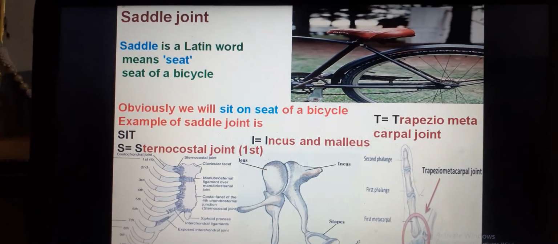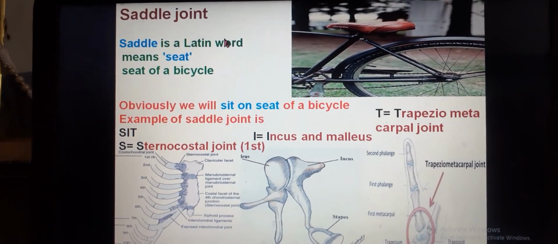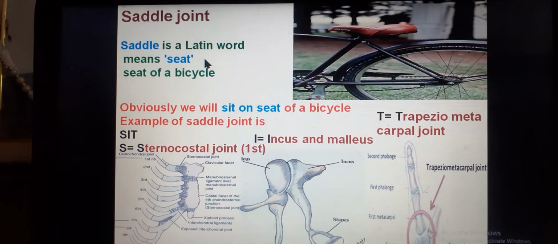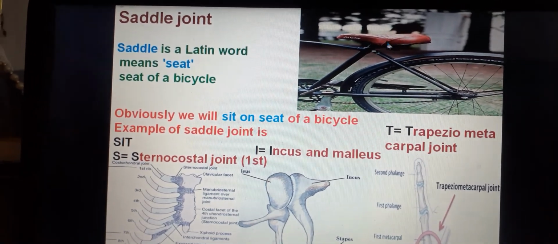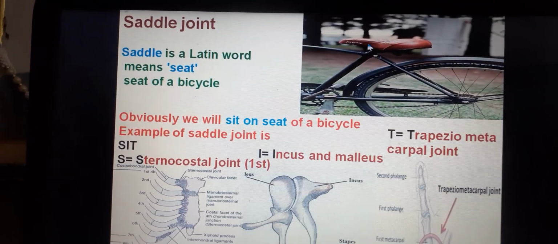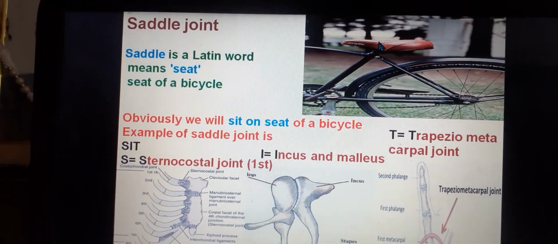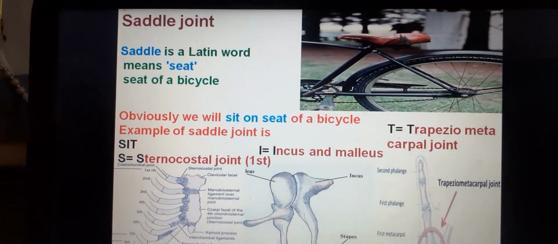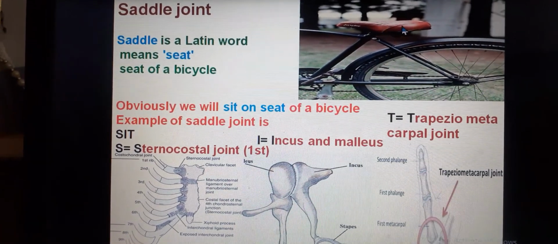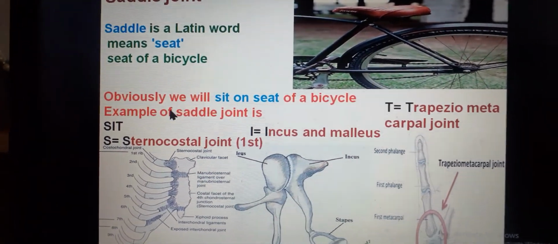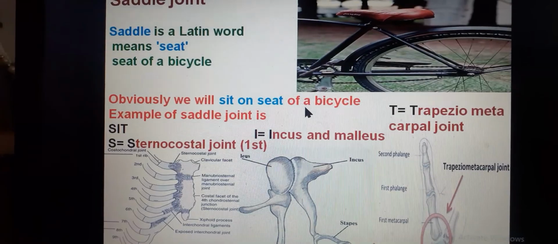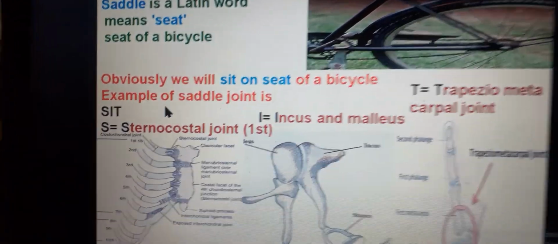Now coming to saddle joint. Saddle is a Latin word, meaning seat of a bicycle, because it is concavo-convex both anteroposteriorly and transversely. If we look at the detail of the surface, obviously we will sit on the seat of a bicycle. So saddle joint is SIT.